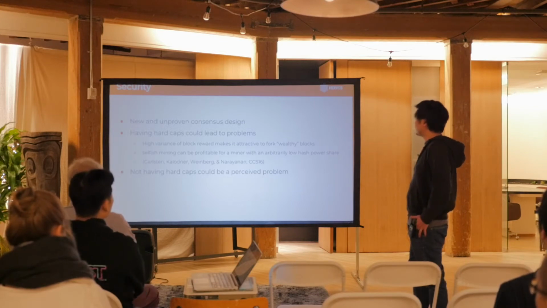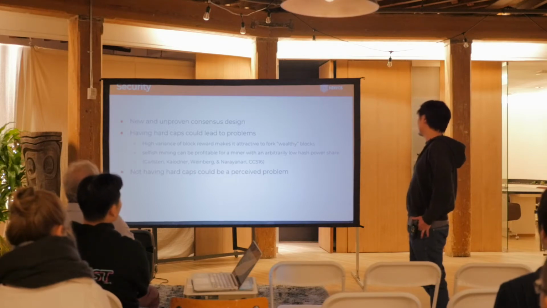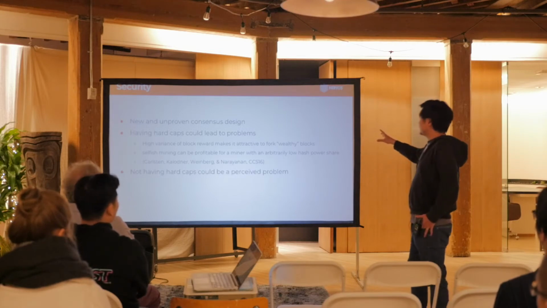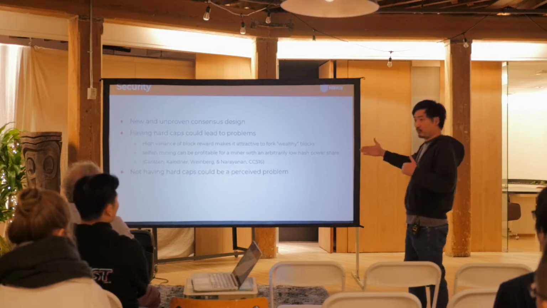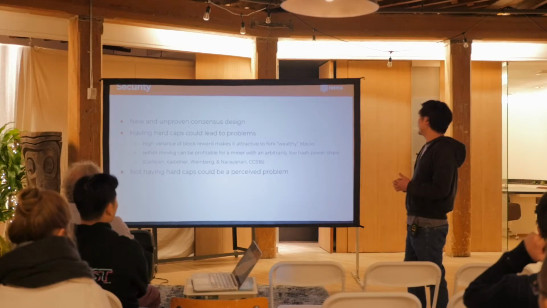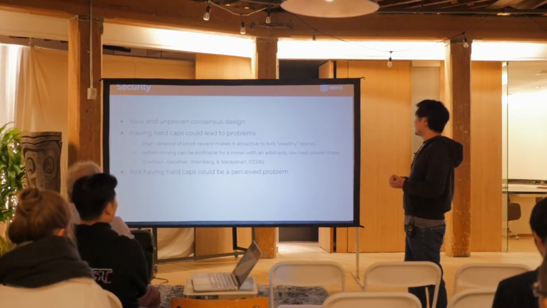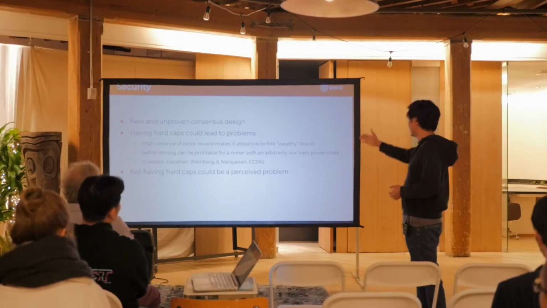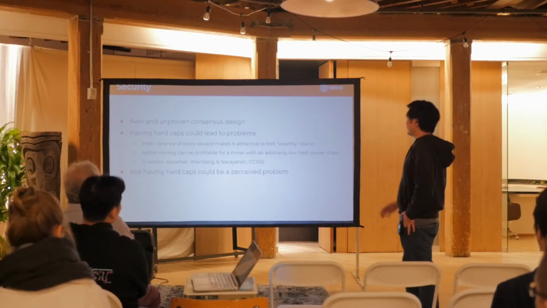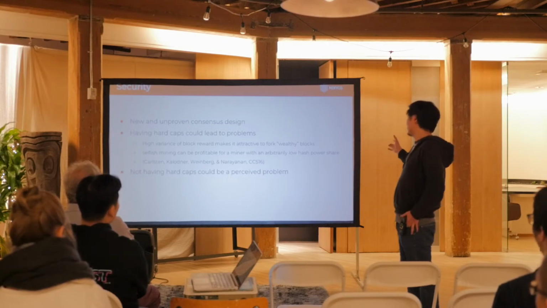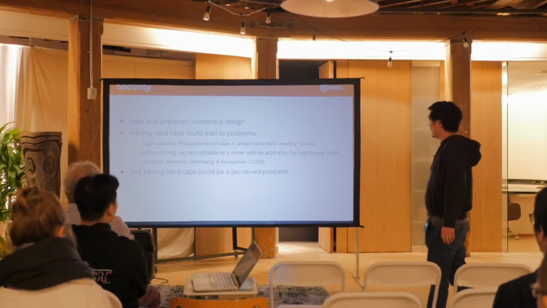High variance of block reward makes it attractive to fork wealthy blocks. In other words, when the block reward stops, when the hard cap is reached, miners will only be rewarded by transaction fees, and then miners will have a different set of incentives than what's desired in Nakamoto consensus to follow along the chain, because of the first point. And also selfish mining can be profitable for a miner with an arbitrarily low hash power share, share as in percentage of the overall hash rate.